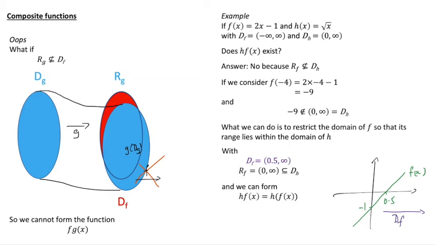We can then form h f of x, which is h of f of x. That's h of 2x minus 1, so that's the square root of 2x minus 1. And the domain is from 0.5 up to infinity.